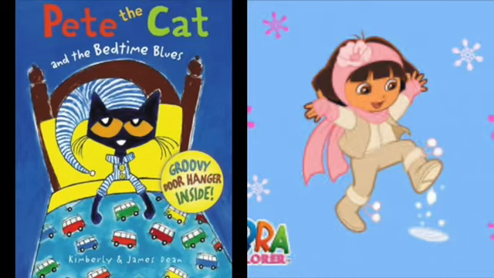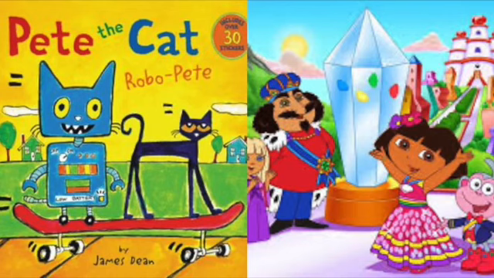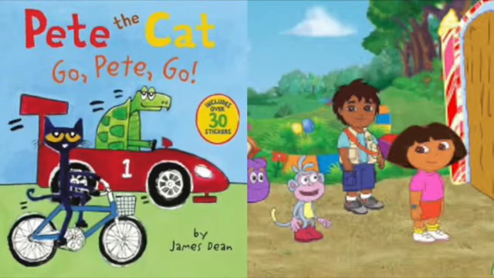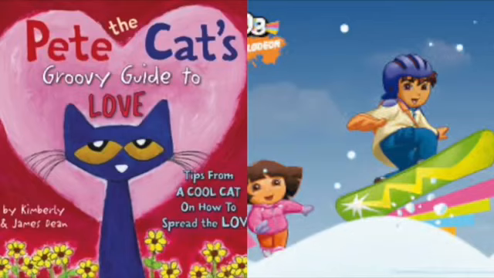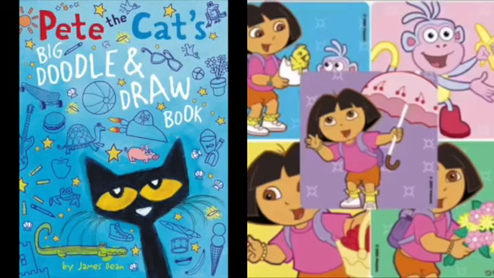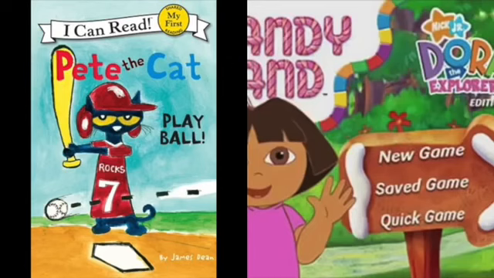Move the hands to 1 o'clock. Use the arrow keys and press enter to answer. This is 1 o'clock. That's right. Try the next one. Move the hands to 2 o'clock. This is 2 o'clock. Excellent. Try the next one. Move the hands to 3 o'clock. This is 3 o'clock. Wow.